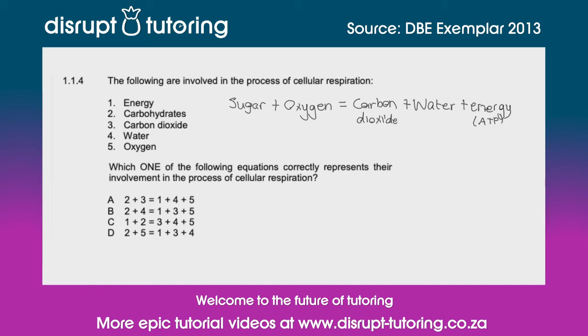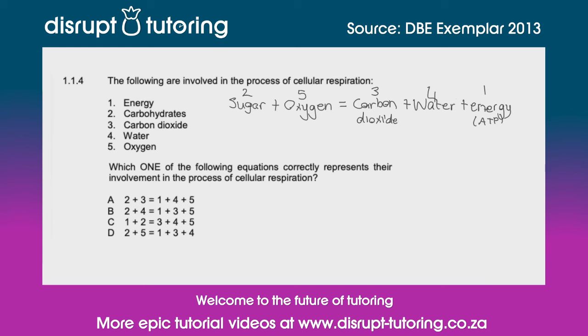That's adenosine triphosphate. Okay, now let's go and have a look at our numbers and what's on the list. So firstly, our sugar is represented by our carbohydrates, so that will be number 2. Oxygen's on the list at number 5, and that's equal to carbon dioxide at number 3, water at number 4, and energy at number 1. Now what's important is that the order of these does not really matter, just so long as you know that sugar and oxygen will give us carbon dioxide, water, and energy.